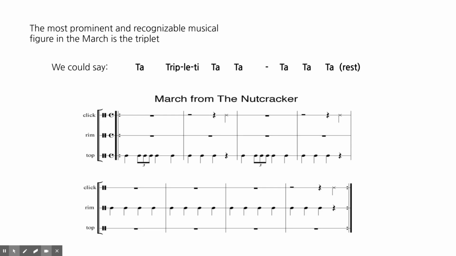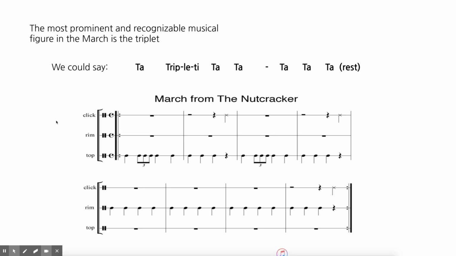We could count the triplet by saying triple T. Triple T fits three eighth notes into the space of one beat. Triple T. Echo after me. Triple T. Excellent. So I'm going to read up here. It says ta, triple T, ta, ta, ta, ta, ta. You say that with me. Ta, triple T, ta, ta, ta, ta, ta. Excellent.